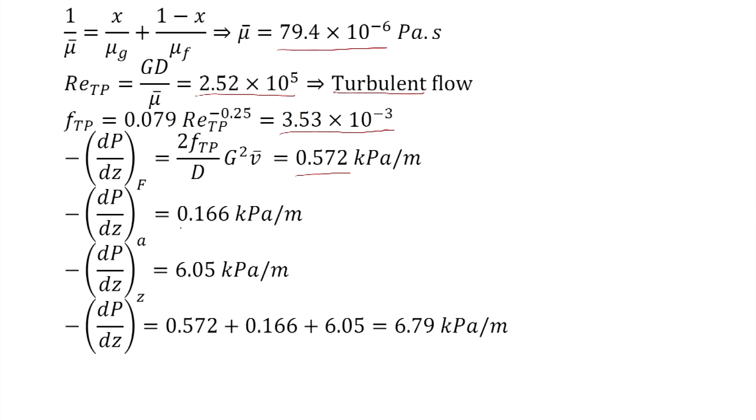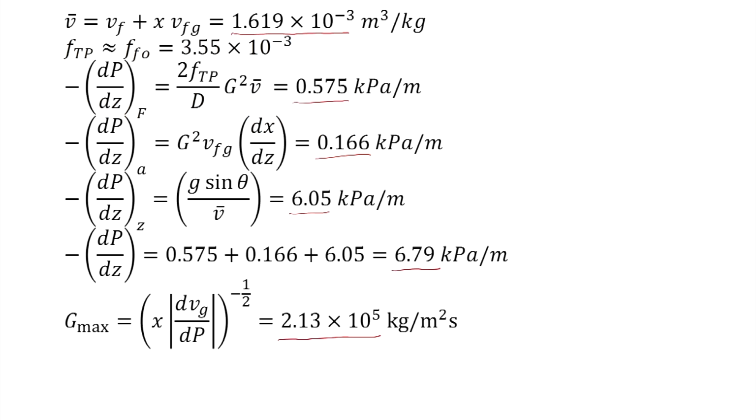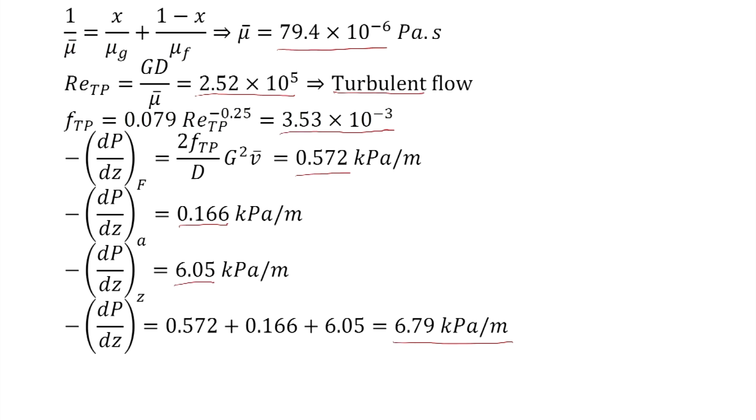The acceleration pressure gradient will be the same as before, gravitational pressure gradient will be the same as before. So, the total pressure gradient is 6.79 kilopascal per meter, and previously we had also calculated 6.79 kilopascal per meter. So, up to 3 significant figures, there is no difference if we consider the mixture viscosity instead of the liquid viscosity.